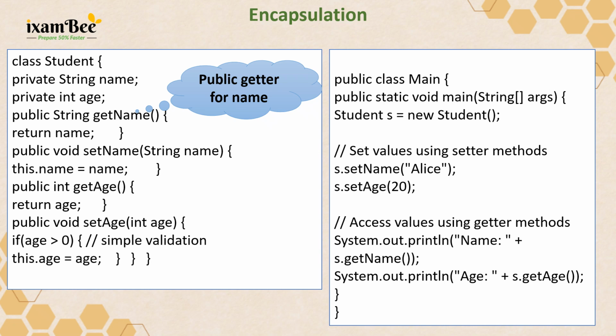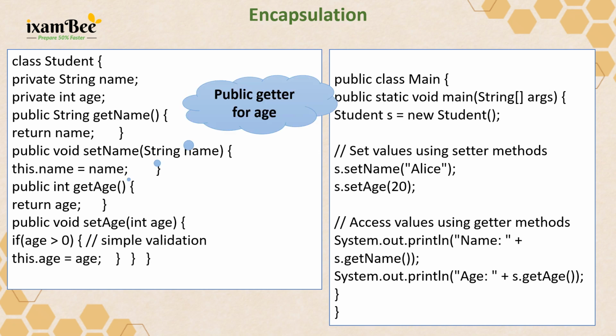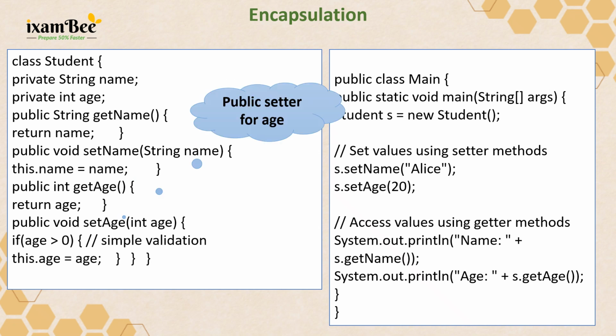Next, we have the getName function, which is a public getter function for the name variable. We are also having a public setter function for the name variable. Next, we have a public getter function for the age as well as a public setter for the age. If you look at the main class, we see that in the main function, we are creating a student called S. We are setting the name to Alice and age to 20 using the setter functions.